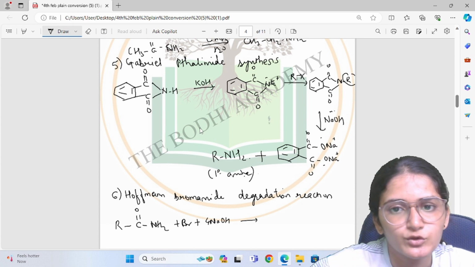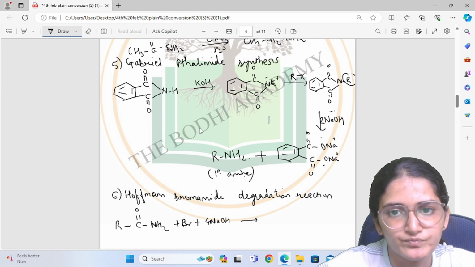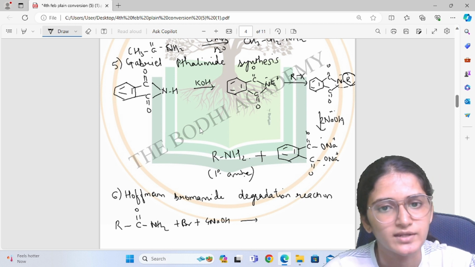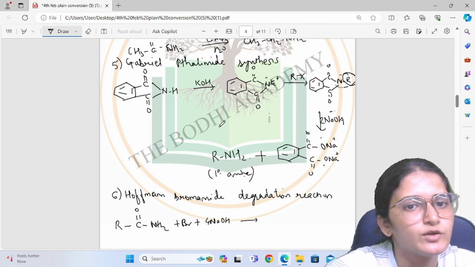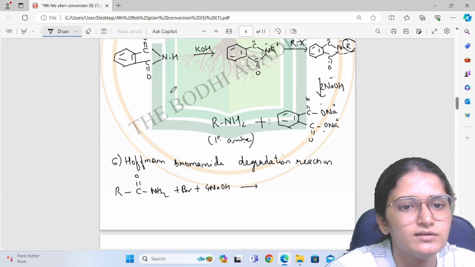If you take 2 NaOH, then 2 ONa will be attached to this carbon, and this N and this R will combine with the 2 hydrogens to form RNH2, that is a primary amine. Similarly you can take any example and write the reaction.